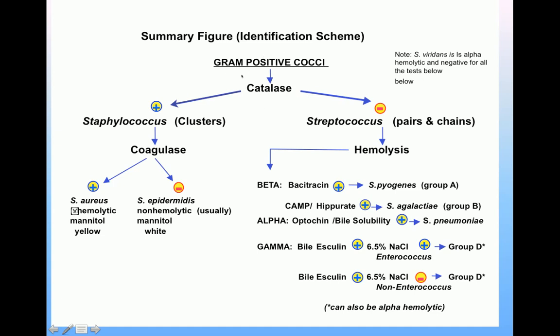Now, the catalase test is one of your MCQs because it is going to differentiate between staphylococci and streptococci. Both staph and streptococci are gram-positive cocci. If they are catalase positive, they are staphylococci, and if they are catalase negative, they are streptococci. Staph means clusters. On gram staining, they are going to show you grape-like clusters, and strepto means pairs or chains, and streptococci on gram staining are going to give you chains, small chains, or they may be in pairs.